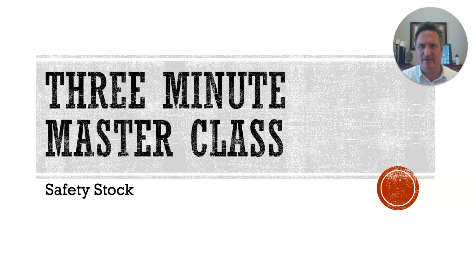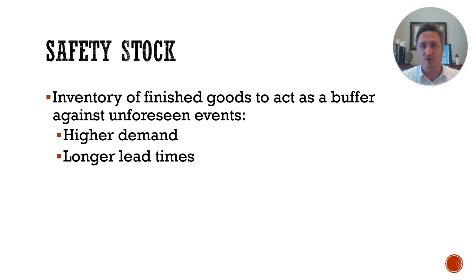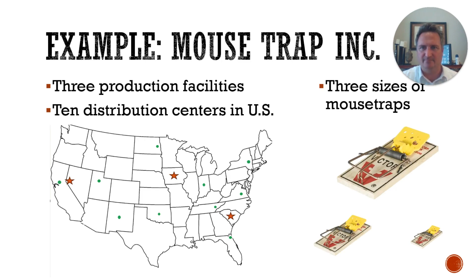Today we will be talking about safety stock. So you may have heard this term before. Safety stock refers to an inventory of finished goods that will act as a buffer against unforeseen events. Unforeseen events being higher demand, longer lead times, stuff like that.